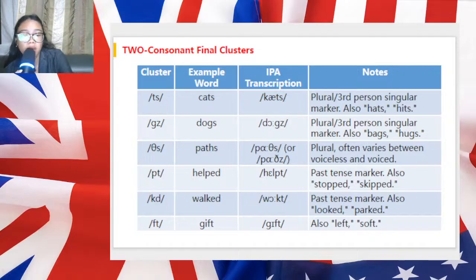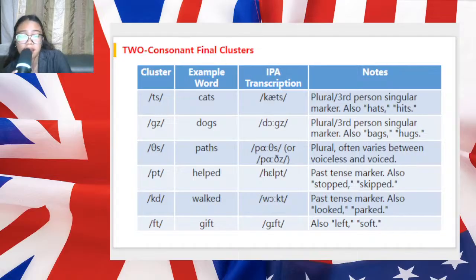Moving on, we have the THS cluster found in paths. This one is interesting because it's a plural ending for words that end in the TH sound. So the note points out that the pronunciation often varies. So paths can be pronounced with either an unvoiced THS or a voiced THZ. Both are acceptable. So let's try it both ways. First with the unvoiced THS and then with voiced THZ. The word is paths. I don't know. But anyway, that's that.